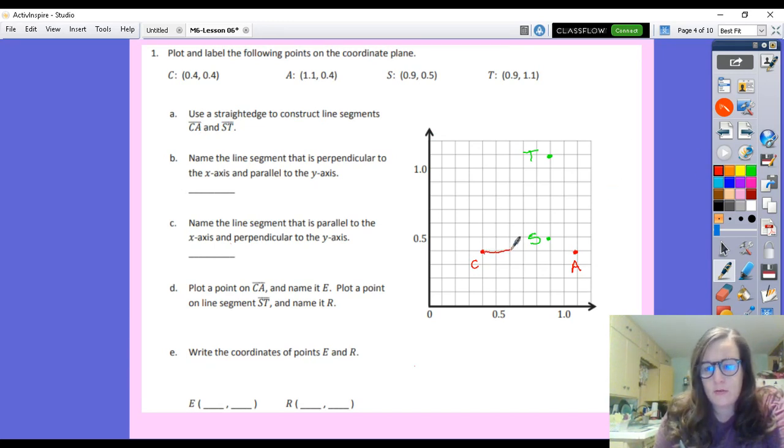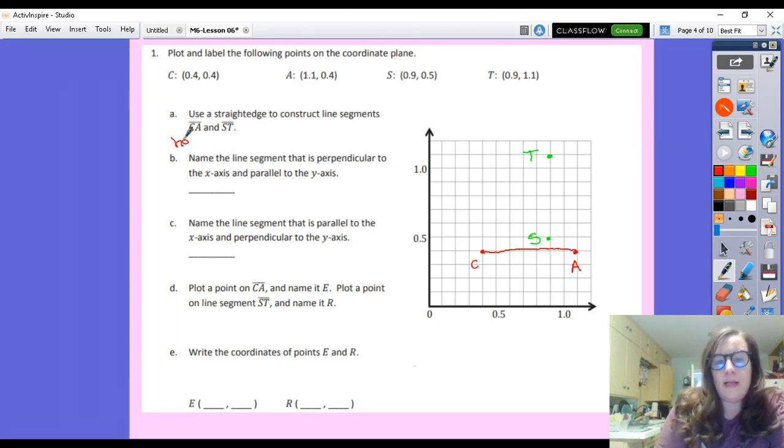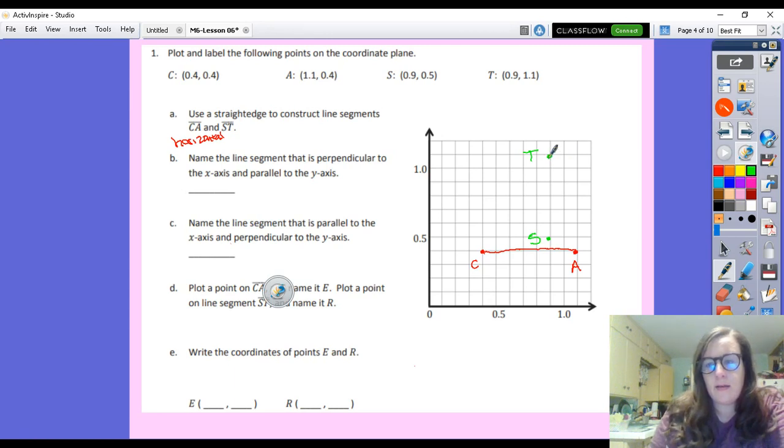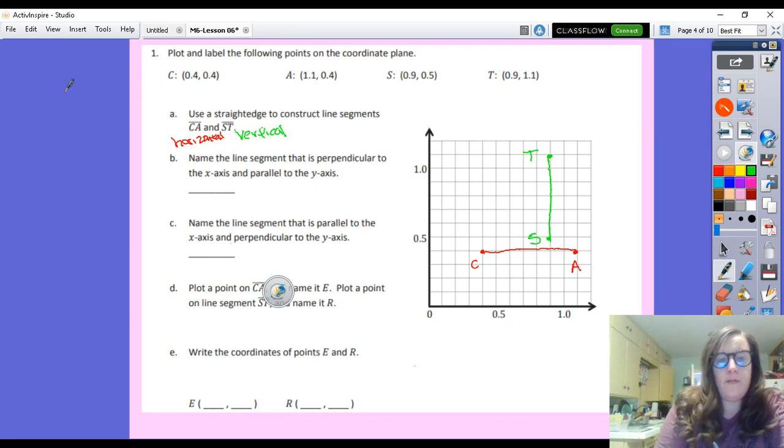Now they want us to create line segments, so CA is going to be connected. I don't have a straight edge, so I'm going to draw it the straightest I can. So this line CA is a horizontal line. And then they want us to connect ST, and that is a vertical line. So remember, we're talking about the patterns of vertical and horizontal lines. I'm going to turn that off. Sorry about that.